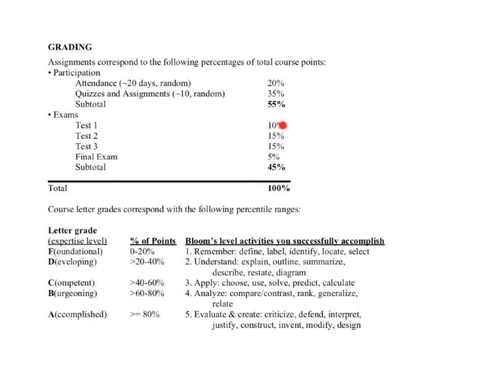Right? Test 1 was 10% of the total grade. It was worth a total of 10 points. So if you look at the syllabus and you just want to figure out how many points are available in class, it's 100. 20% or 20 points based on attendance, 35% on quizzes and assignments. So that's 55% of the grade if you just come to class, do the Socrative activities, do the activities like the Canvas discussion board posts. That's going to total 55%, which gets you into the C range.